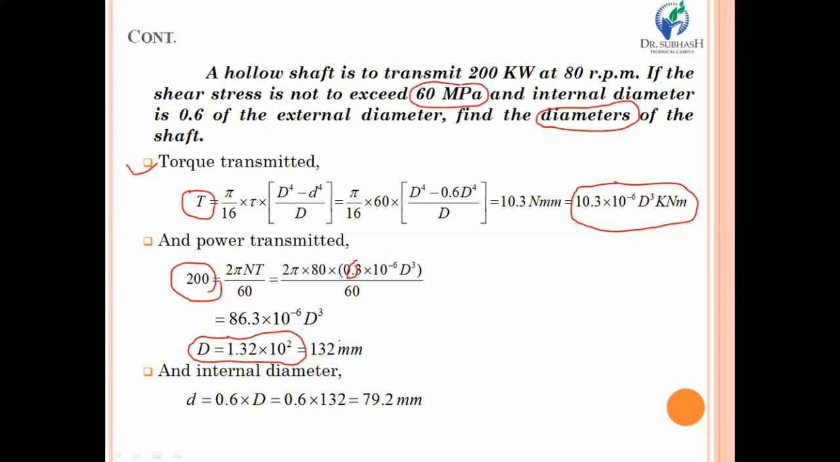And you are also given the relation for internal and external diameter, small d is equal to 0.6 into capital D. By putting that value over here, you are also able to calculate the internal diameter, that is 79.2 mm.